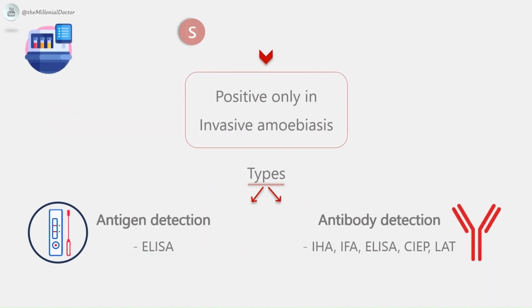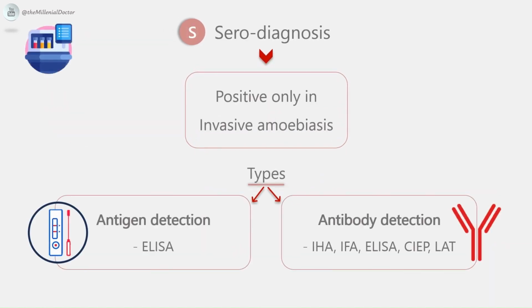Next, serodiagnosis. Serological tests become positive only in invasive amoebiasis. The types: first, amoebic antigen detection. Amoebic antigen in serum is detected only in patients with active infections and disappears after clinical cure. Antigens like lipophosphoglycan, LPG, amoebic lectin, and serine-rich Entamoeba histolytica protein, that is SREHP, are detected using monoclonal antibodies by ELISA.